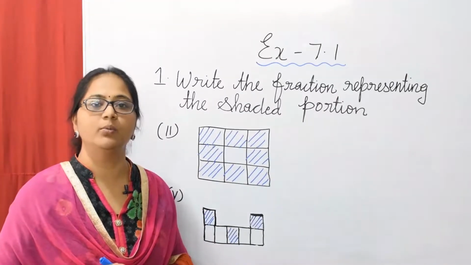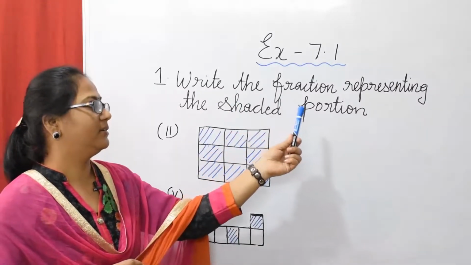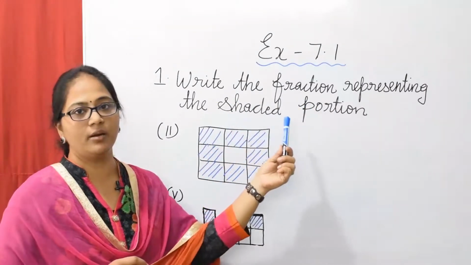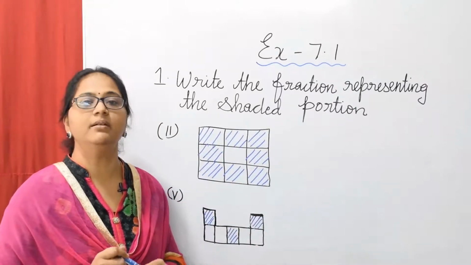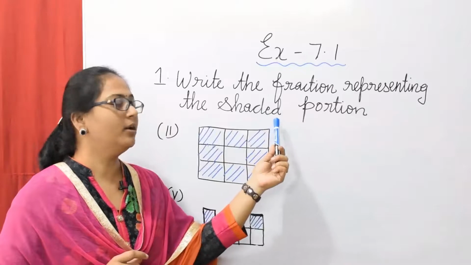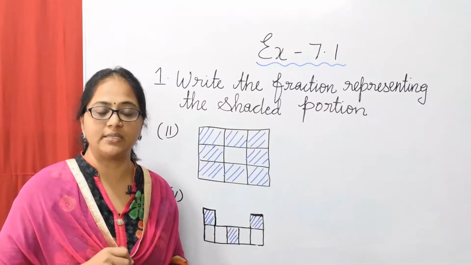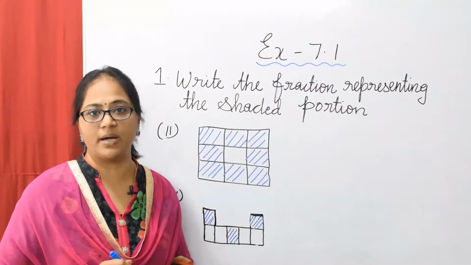Now let us start with exercise 7.1. Write the fraction representing the shaded portion. The first question is to write the fraction representing the shaded portion. So we are going to represent fractions using the shaded parts.